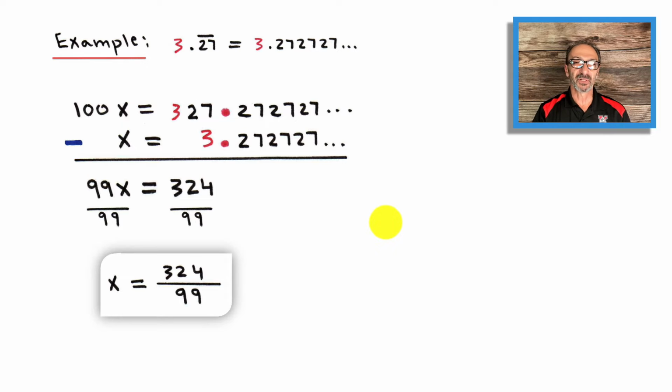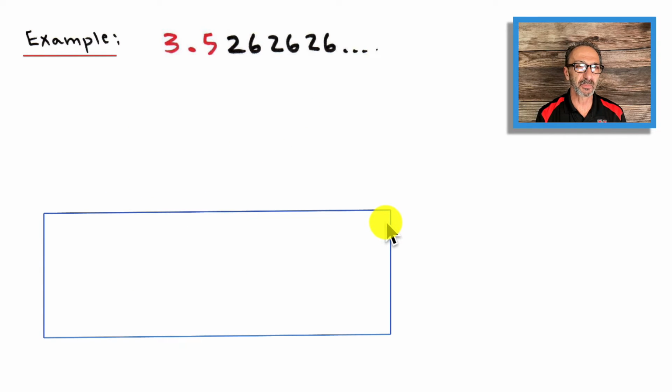Now, the next example is a 2-digit, which is type 2, but it's a little bit different, and you need to be careful and pay attention to it. It's 3.5, then 26, 26, 26, 26. So the 26 are repeating, but there is a 5 in my way. The trick is always multiplying by multiples of 10 after you call it x, such that after you align the decimal points, everything on the right side cancels.